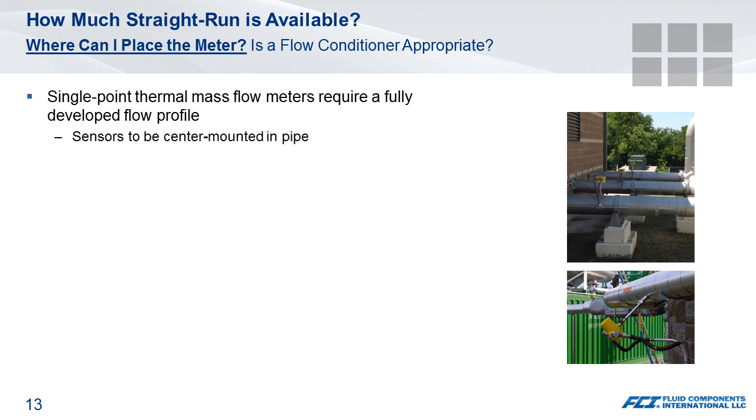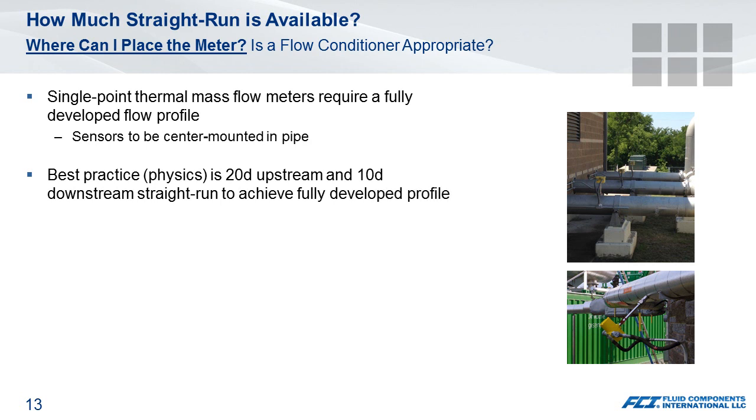The best practice, recommended practice for thermal flow meters to get a fully developed flow profile is 20 diameters upstream and 10 diameters downstream. If you can design that into your pipe layout beforehand, or you have an existing pipe layout and you can find a spot that has 20D and 10D, that's where you want to insert your thermal flow meter product to get the highest degree of accuracy and repeatability.